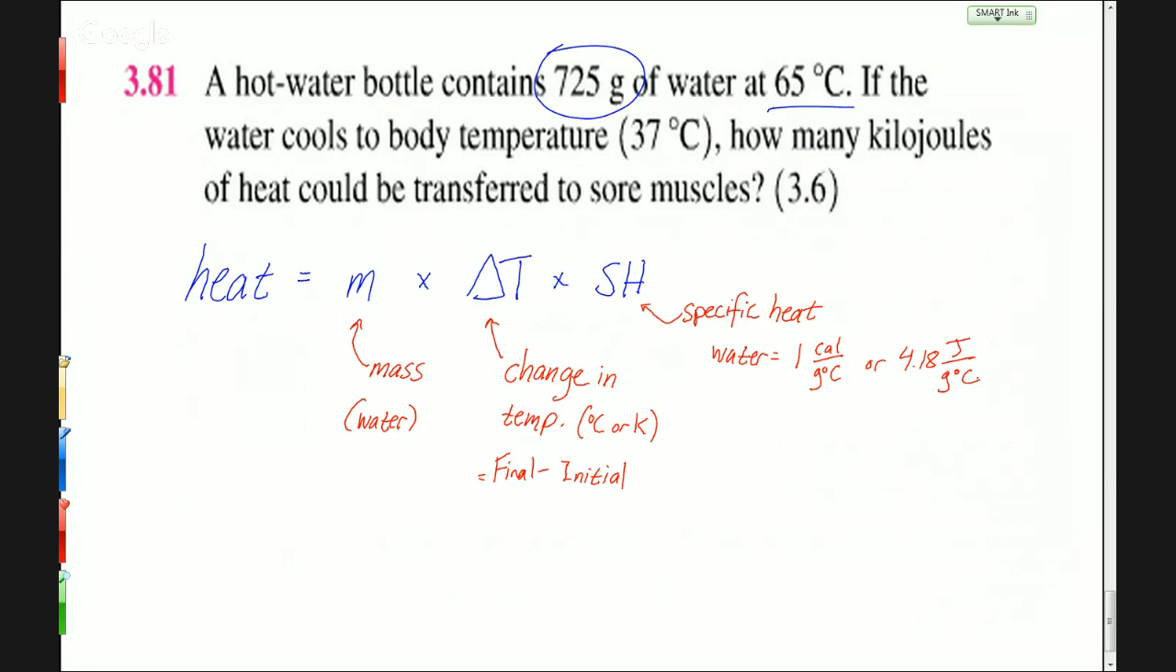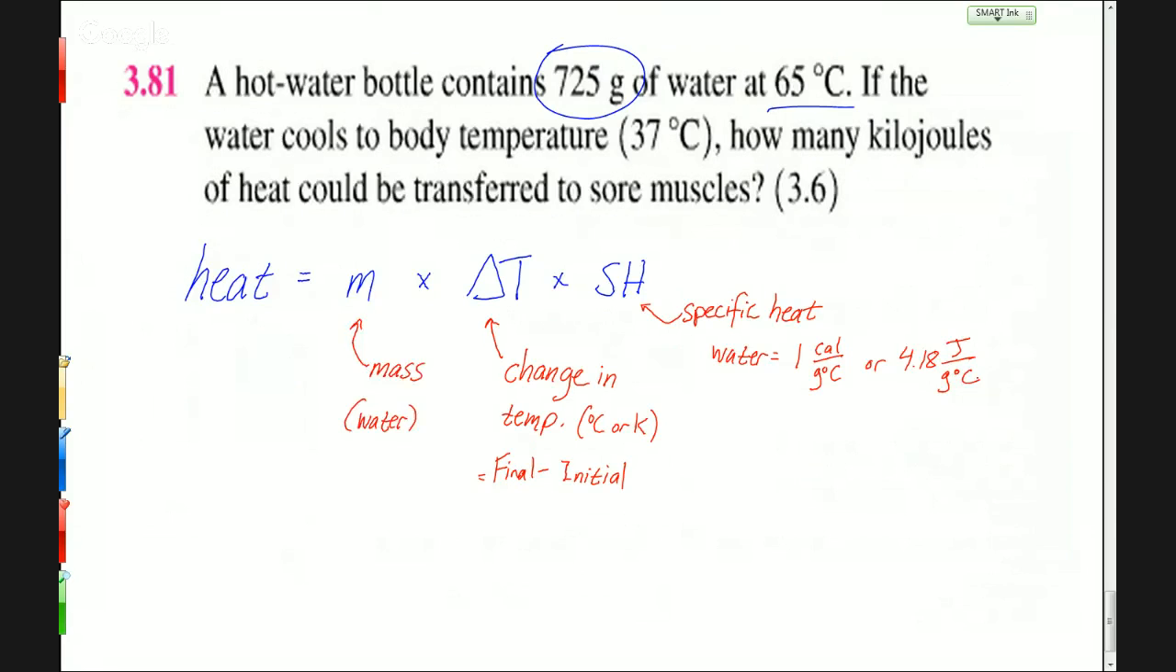specific heat. Specific heat changes from material to material. We talked about that last week. For water, which is what we have here, it's either 1 calorie per gram degree C. That means it takes 1 calorie to raise 1 gram of it, 1 degree C, or 4.18 joules per gram degree C. You don't have to remember that joule number. You'll always be given that, but you should know the calorie one, the 1.